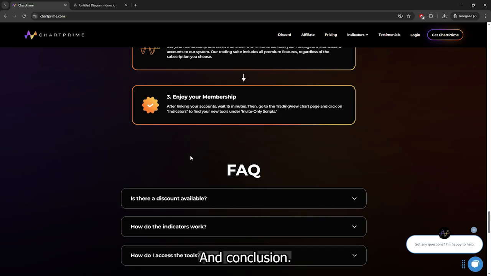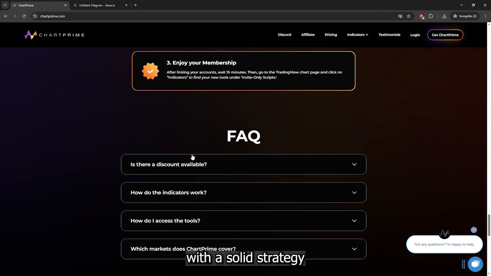In conclusion, it is a strong tool for traders who want visual clarity, guidance, and structure. It is not cheap and it is not magic, but it removes not all, but at least most of the guesswork. Combine it with a solid strategy that you made yourself and a solid risk management system, and it'll definitely enhance your trading process. Now remember, signals guide, but you decide.